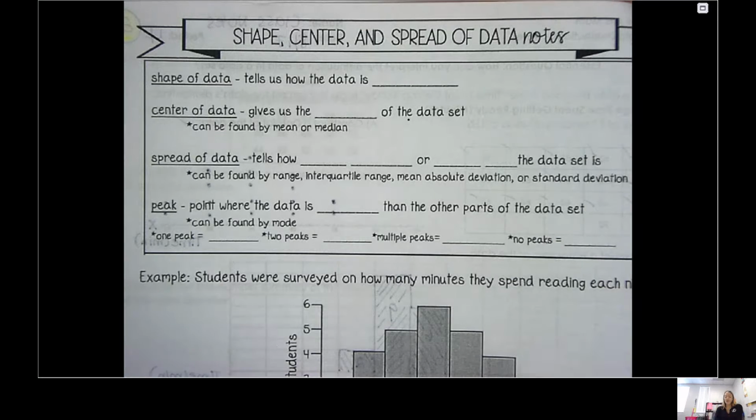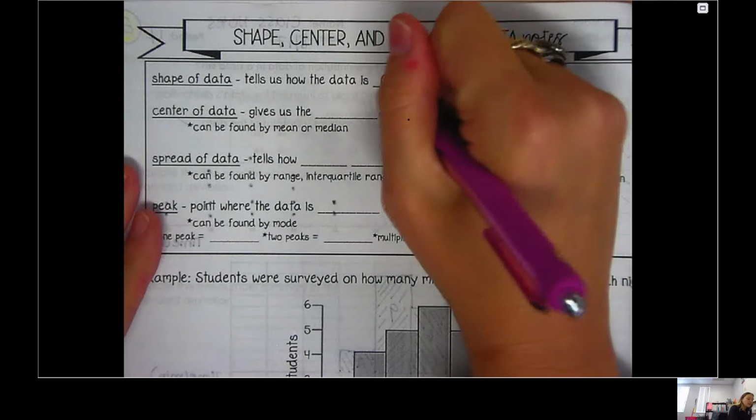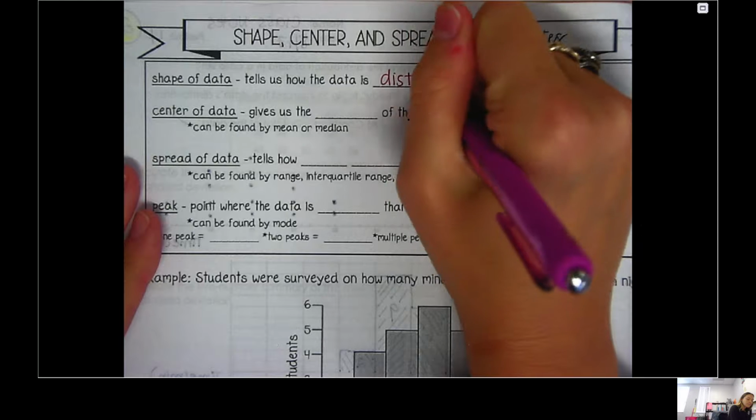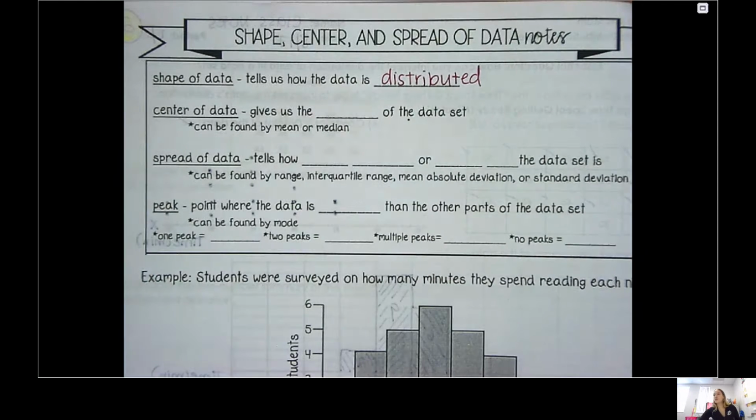So the first one there, the shape of my data. So the shape of my data tells me how my data is distributed, how it's given away. So if it's symmetric or if it's not symmetric data. So the shape tells me how it's distributed.